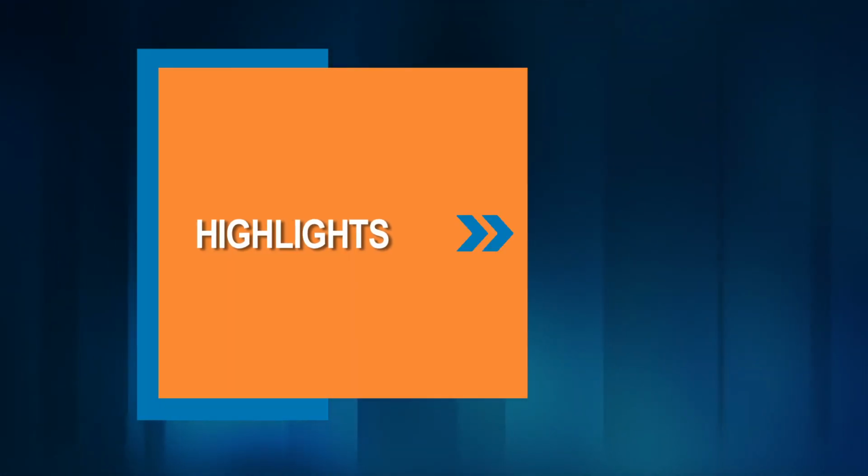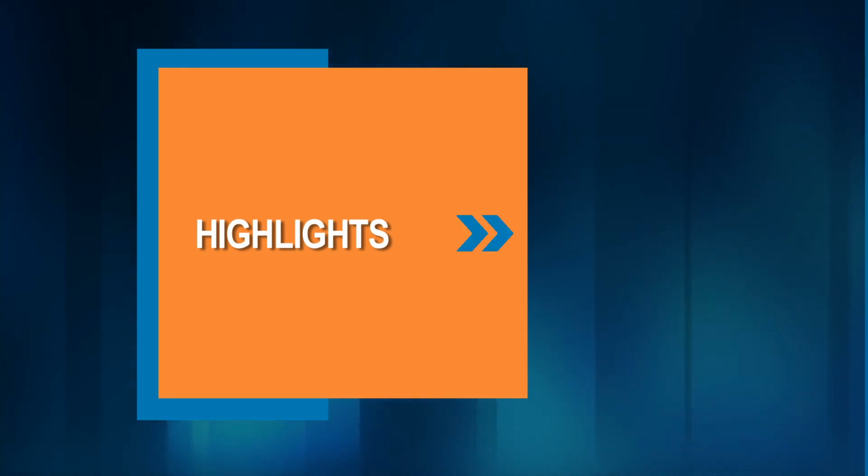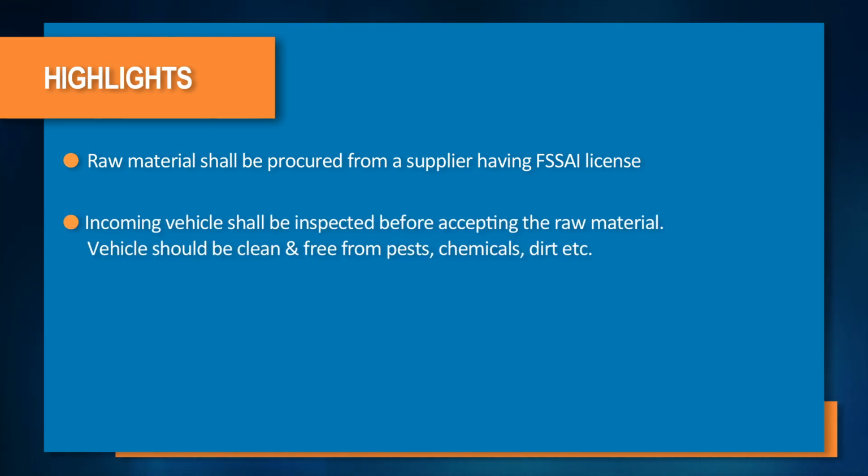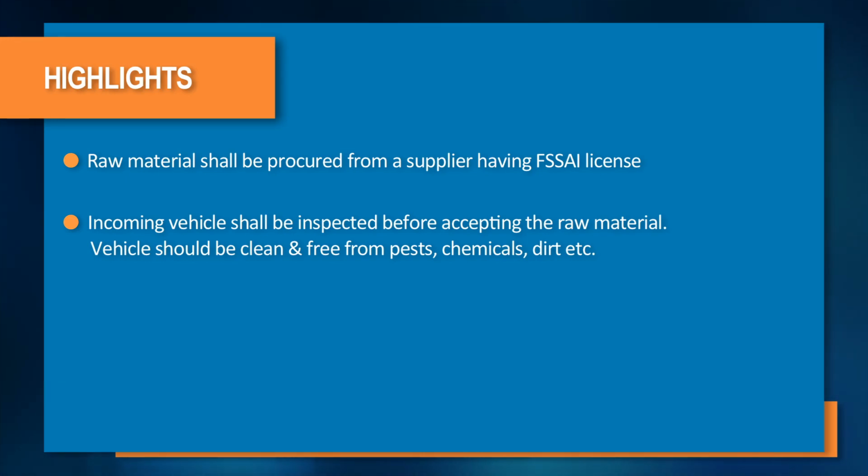The major highlights of this video are: raw material shall be procured from a supplier having FSSAI license. Incoming vehicle shall be inspected before accepting the raw material. Vehicle should be clean and free from pests, chemicals, dirt, etc.